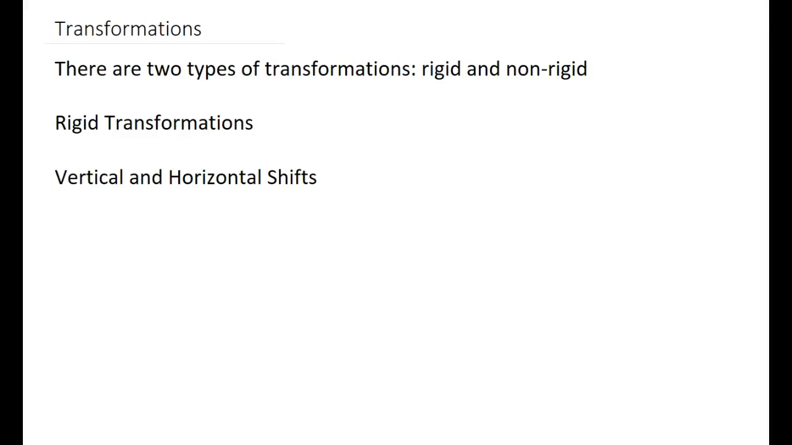Okay, we're going to learn about transformations of graphs of functions. And there are two types of transformations. One is rigid and the other is non-rigid. Now, rigid transformations don't change the shape of the graph. They just move it around. Okay? And so the first thing we're going to look at are vertical and horizontal shifts.